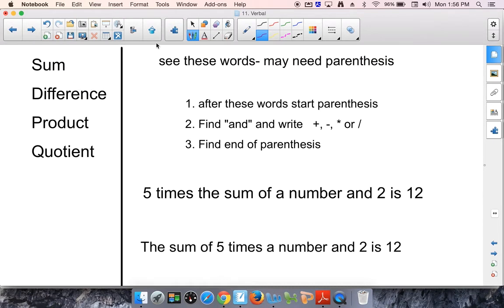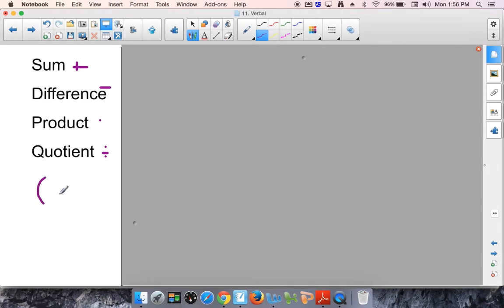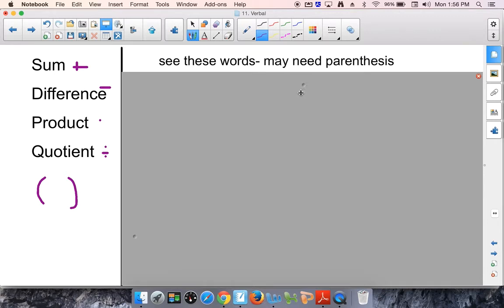Go back in your notebook and I want you to write the words sum, difference, product, and quotient. These 4 words are the answer to an addition, answer to a subtraction, answer to a multiplication, and answer to a division problem. Anytime you see those words, you may need parentheses. So I want you to draw a set of parentheses there. So that's why I wrote that just as my reminder.